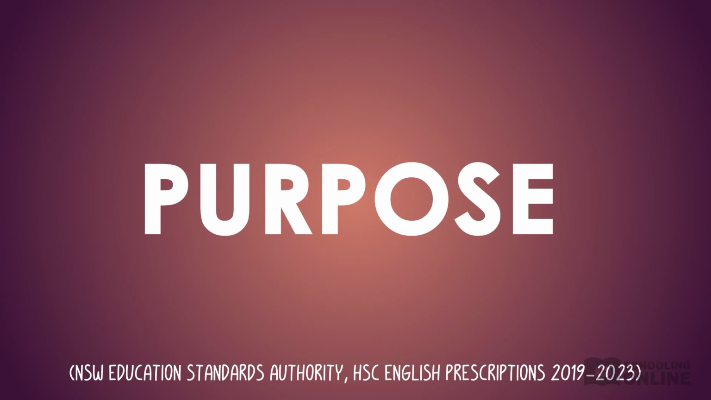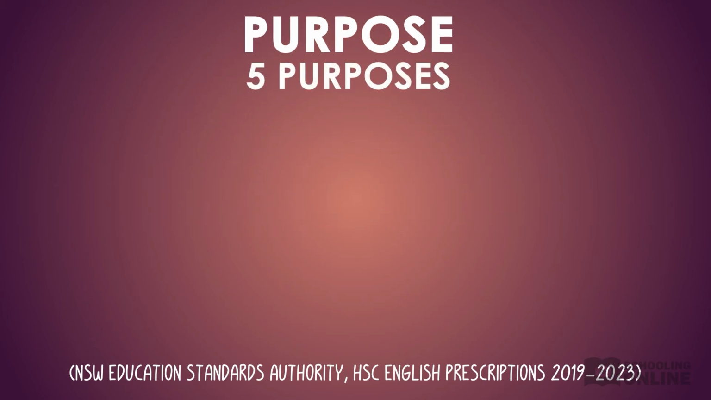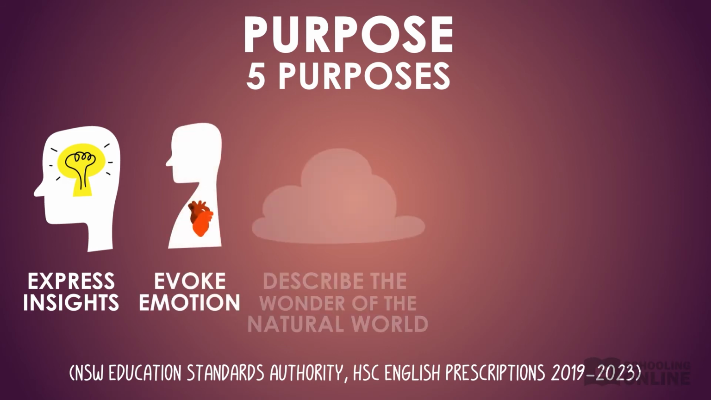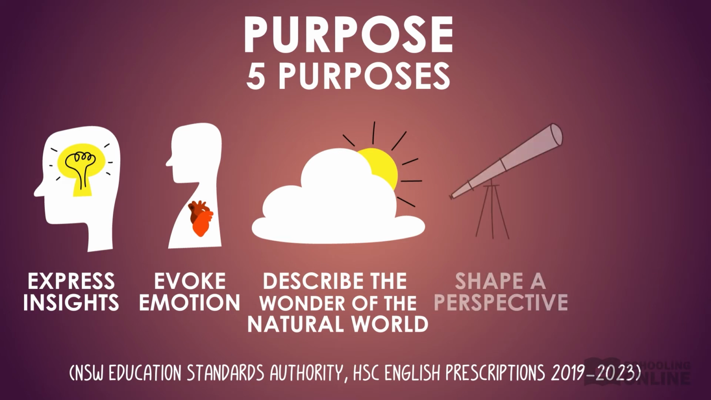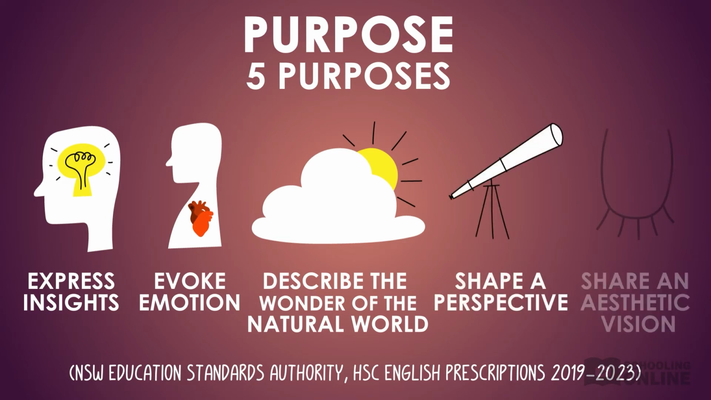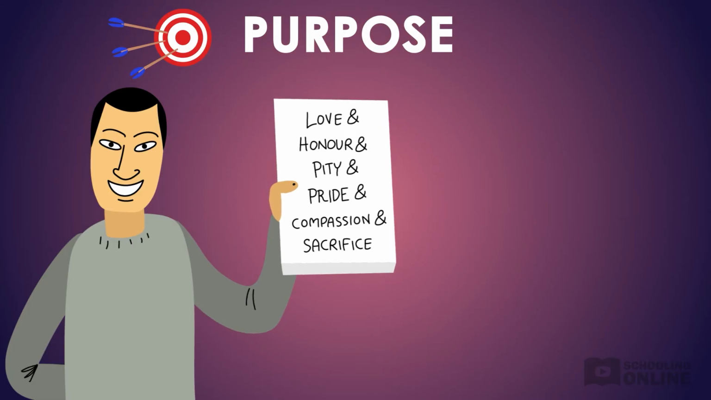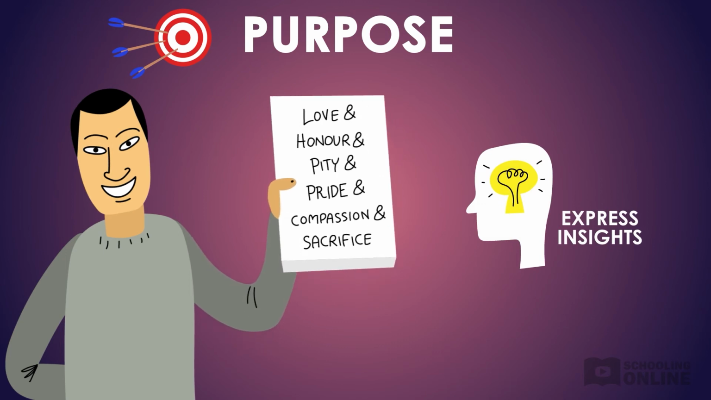What's his purpose? We know from the rubric that there are 5 purposes to look for in our Mod C texts. 1. To express insights. 2. Evoke emotion. 3. Describe the wonder of the natural world. 4. Shape a perspective. Or 5. To share an aesthetic vision. We can all probably agree that Lee expresses some important insights in Love and Honour.